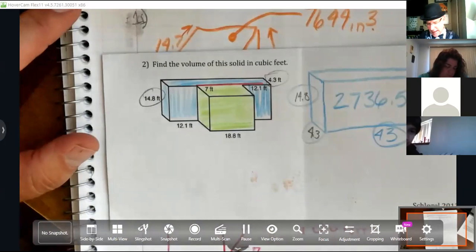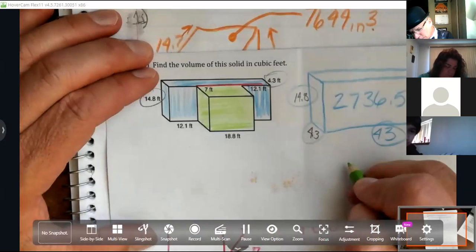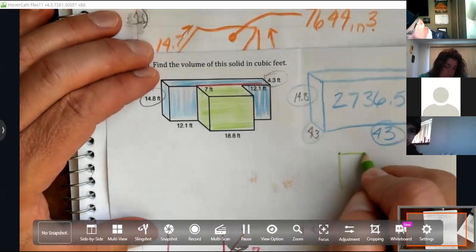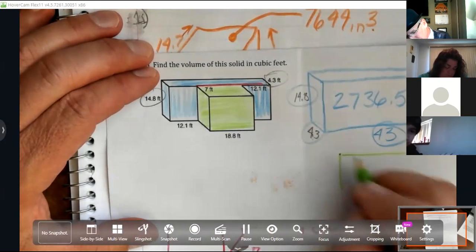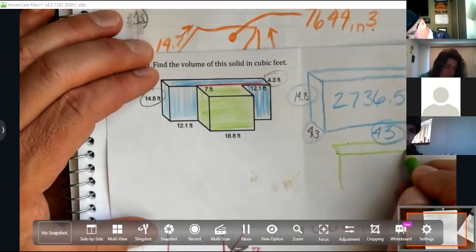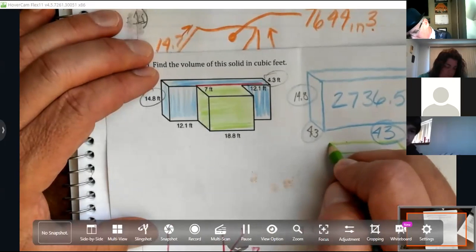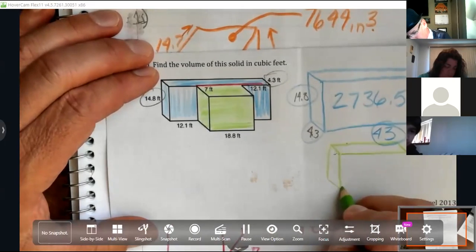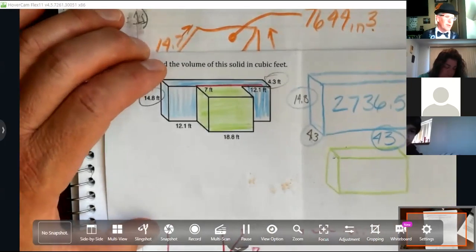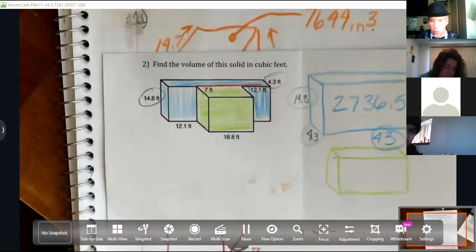We got to do green guy now. So let's draw the green guy. He's going to look a little bit smaller than Mr. Blue. Okay, was that hard to draw, Mr. Green? I'm going to have to say no, it was not. Not hard at all. So we got green guy. Now we got to label green guy.